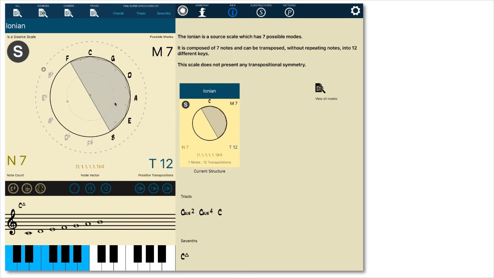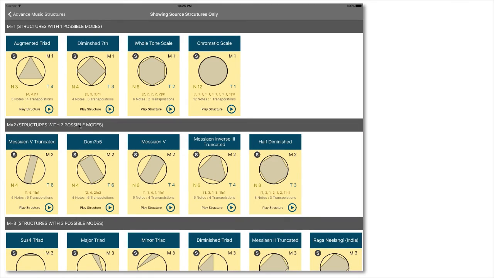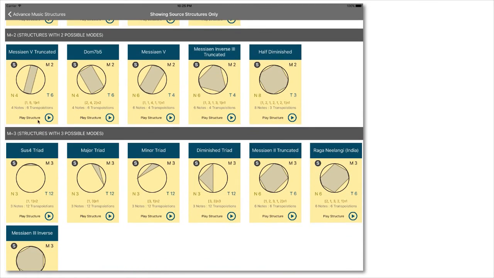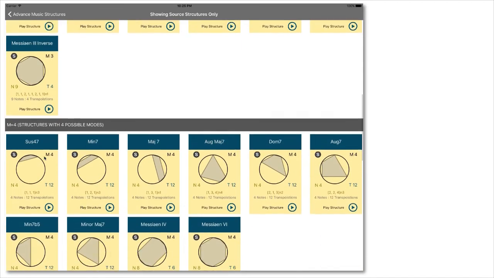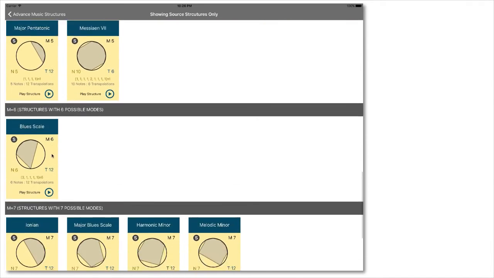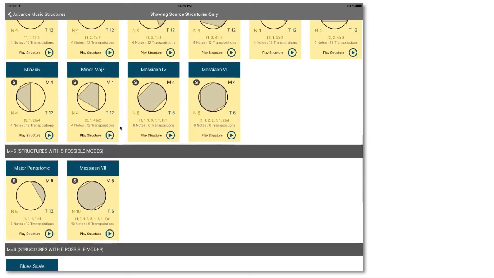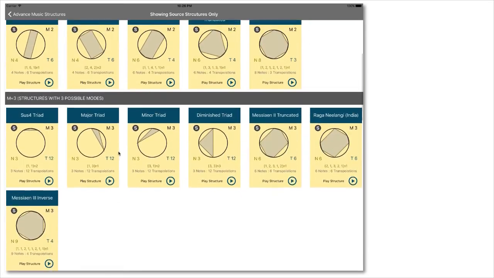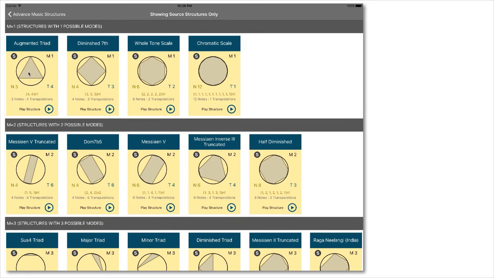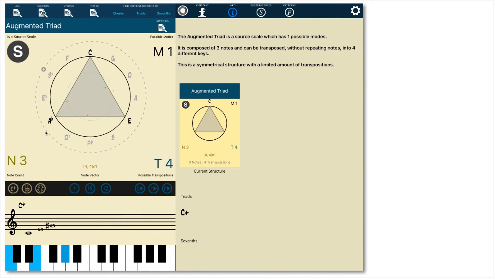But let's choose another structure. We'll get the list of all sources by tapping on this search button here. So here are the structures with only 1 mode, 2 modes, and so on. There's the Ionian with 7 modes. Okay, let's load the Augmented Triad, which says it has 1 mode only. As you can see, if I rotate the inner wheel, nothing happens.